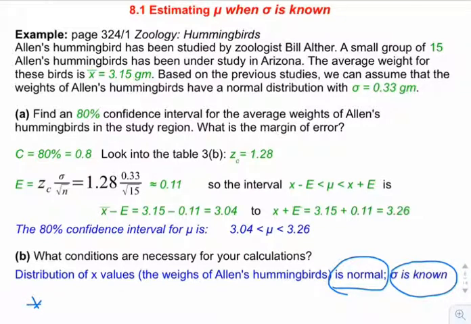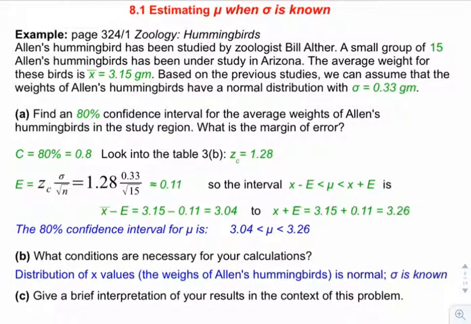Remember, if it wasn't normal, if n was at least 30, then you could get away with this anyway, because then x bar would still be normally distributed. And in place of sigma, you can use s, the standard deviation of the sample. But in this case, we know that x is normal and we have sigma, so no need to do anything extraordinary.